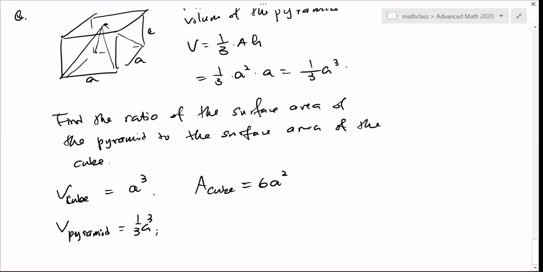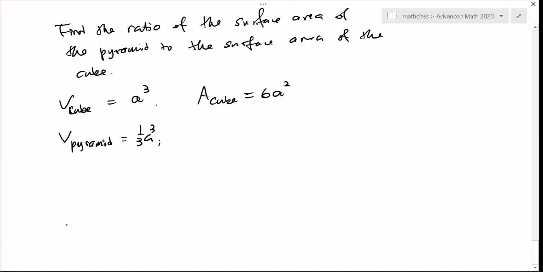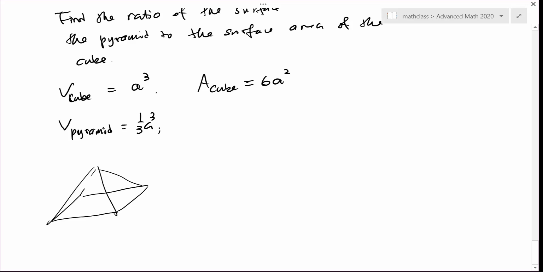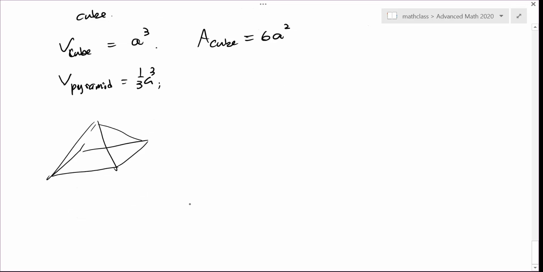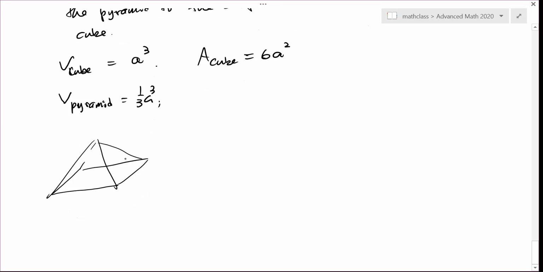So how can I find the surface area of the pyramid? The surface area of the pyramid, including the base, okay? So this is something like that, right? It consists of 4 identical triangles on the top. So each triangle, now this is very challenging, right? How can I find the area of the triangle? I needed to find this height, right?